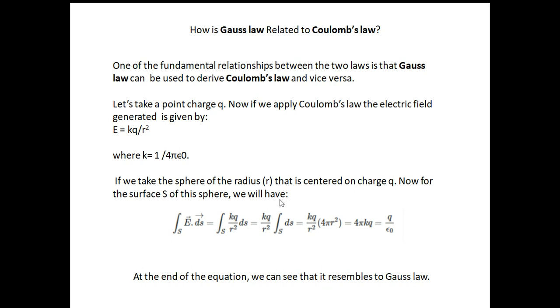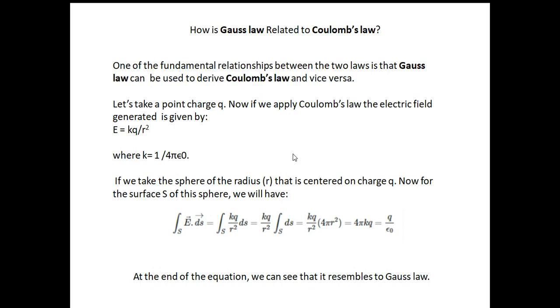How is Gauss's law now related to Coulomb's law? One of the fundamental relationships between the two laws is that Gauss's law can be used to derive Coulomb's law, or vice versa. Consider a point charge Q. If we apply Coulomb's law, the electric field generated is given by E is equal to K times Q by R squared, where K is the electric constant.